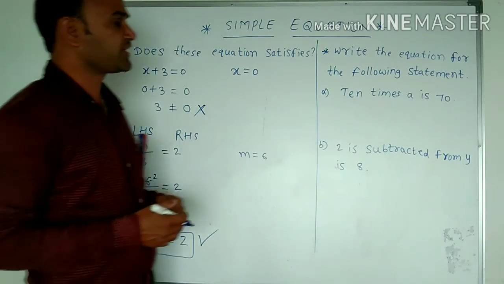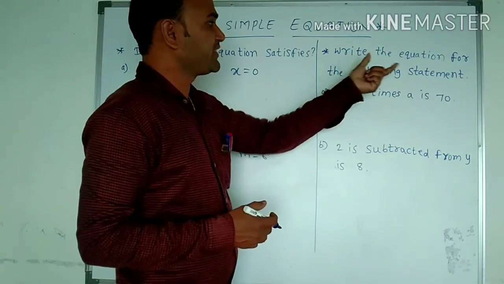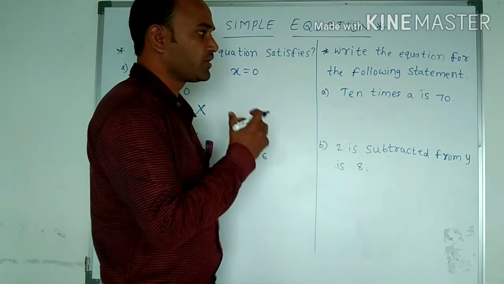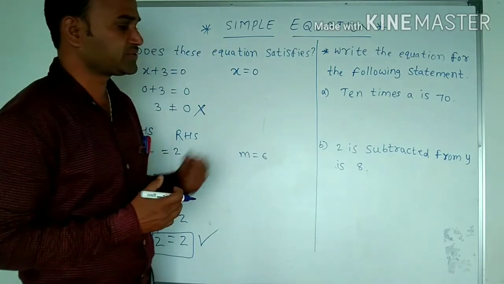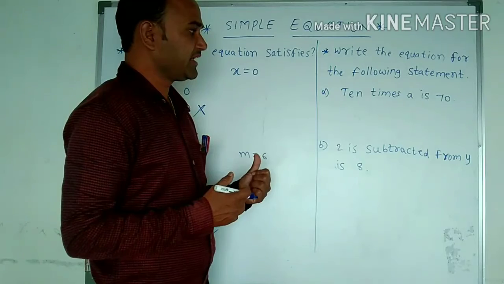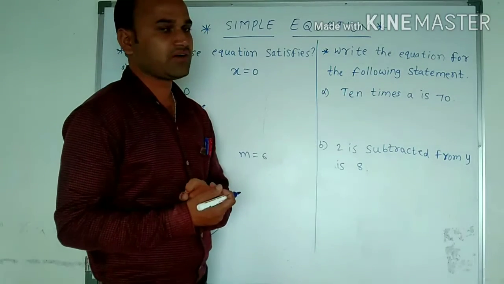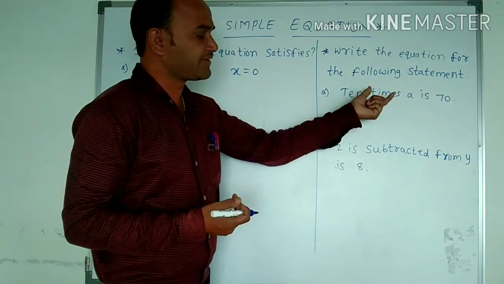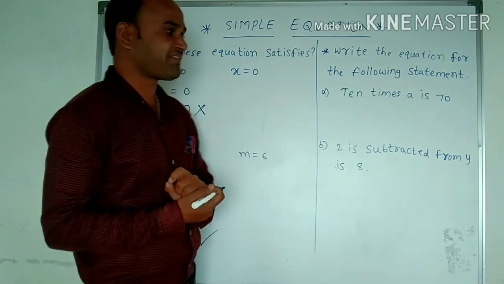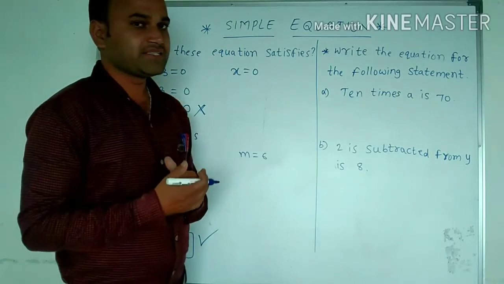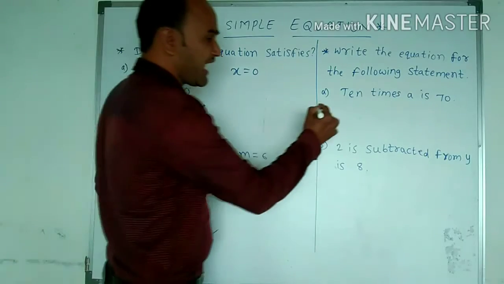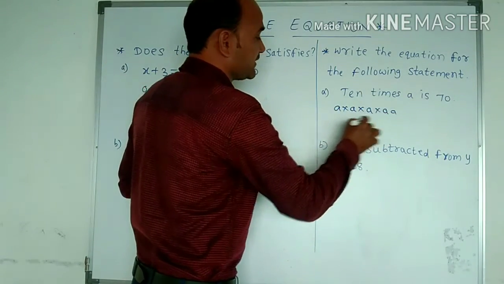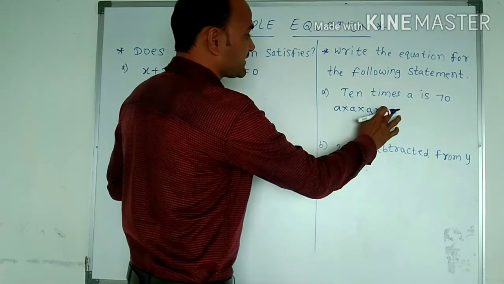Let me move towards the next example, that is, write the equation for the following statement. As we have seen before how to write the statement of the equations, here we will see how to write the equation of the statement. The first statement: it is given that 10 times A is 70. 10 times A, we have to write here like this.